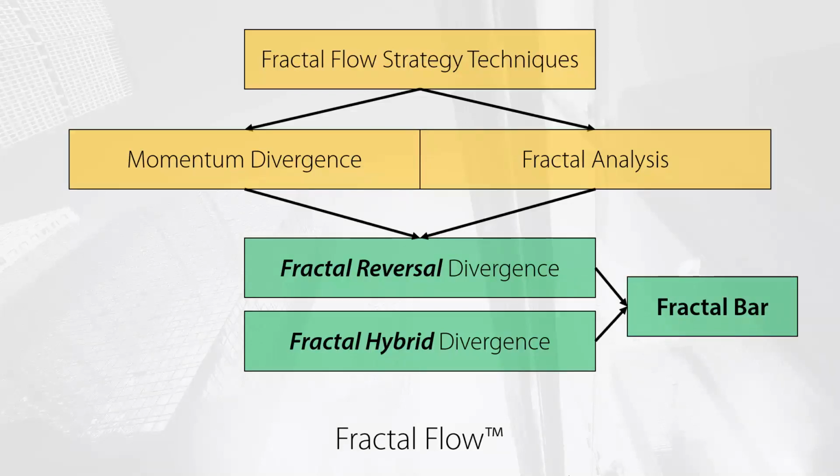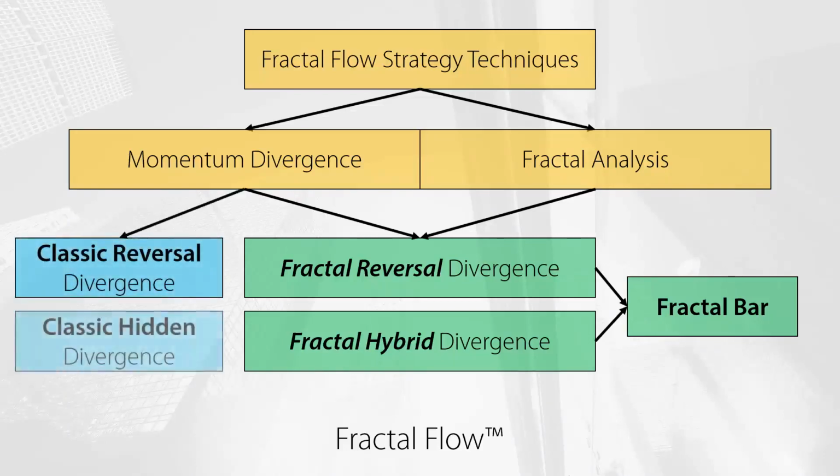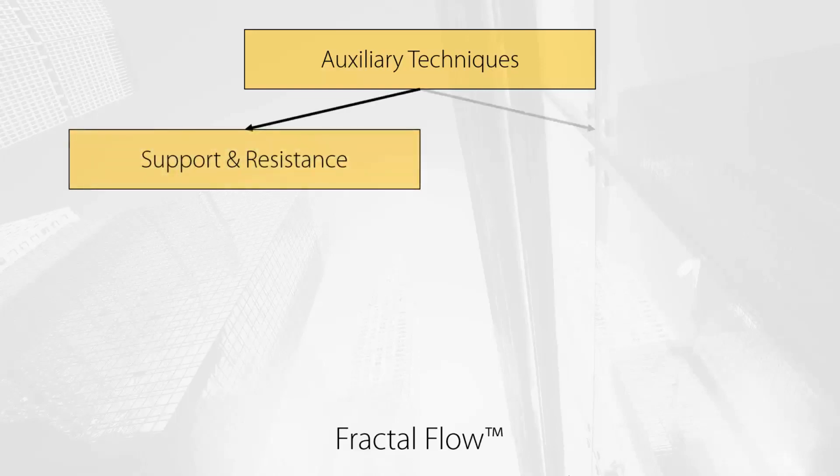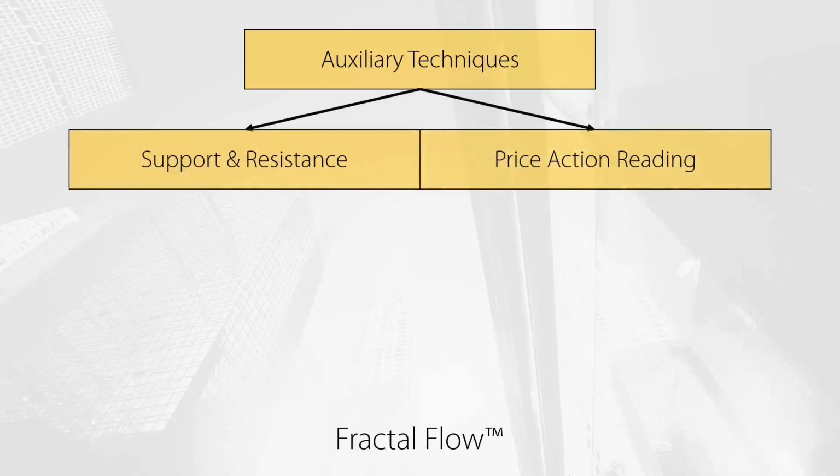Along with these more advanced techniques, we are also going to overview the classic types of divergence called reversal divergence and hidden divergence, and we are going to see how the combination of these different types of divergence in different fractals form the more complex techniques that dwell at the heart of the fractal flow strategy. We are also going to explore the auxiliary technical analysis tools that serve the purpose of enriching the context of our trading ideas. These techniques are the support and resistance lines and the price action reading on a bar-by-bar basis.